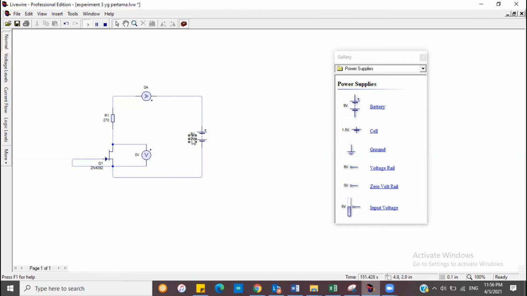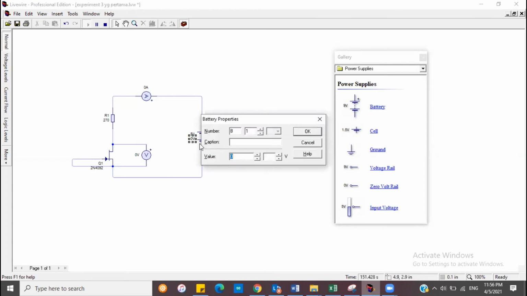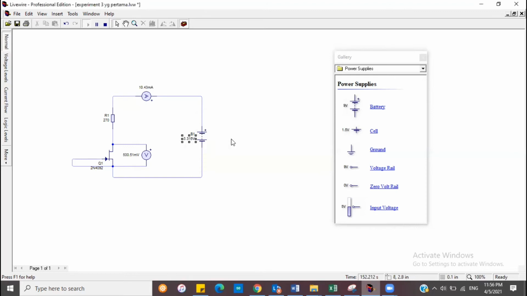So I'm going to put 3.316. As you can see, it shows 0.5 volt here. And the reading here shows 10.43 milliampere.